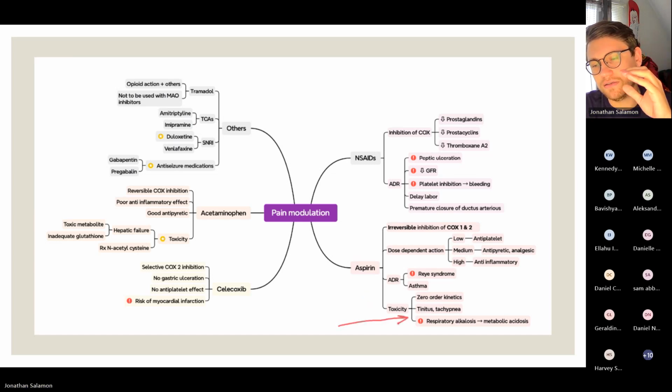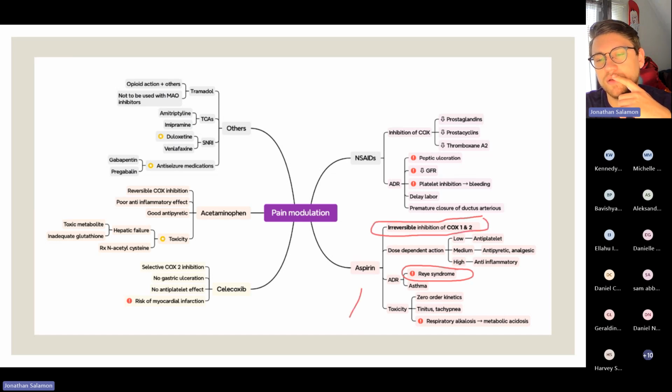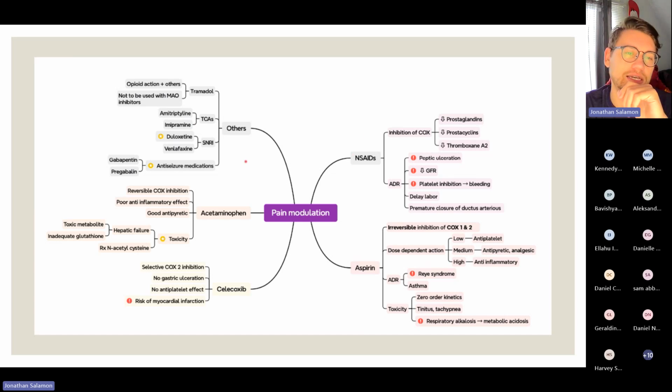Toxicity. It eventually causes metabolic acidosis, which is a bit of a weird thing that you get really lost in the weeds on. They're probably not going to ask you about this. Reye syndrome is a really big thing here. Reye syndrome and irreversible inhibition of COX-1 and 2. Those are your super big ones for aspirin on this exam. You know all about NSAIDs.